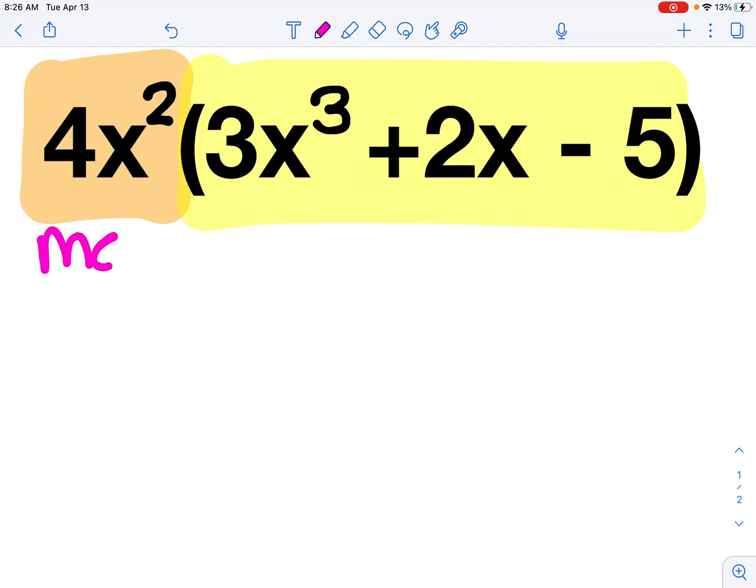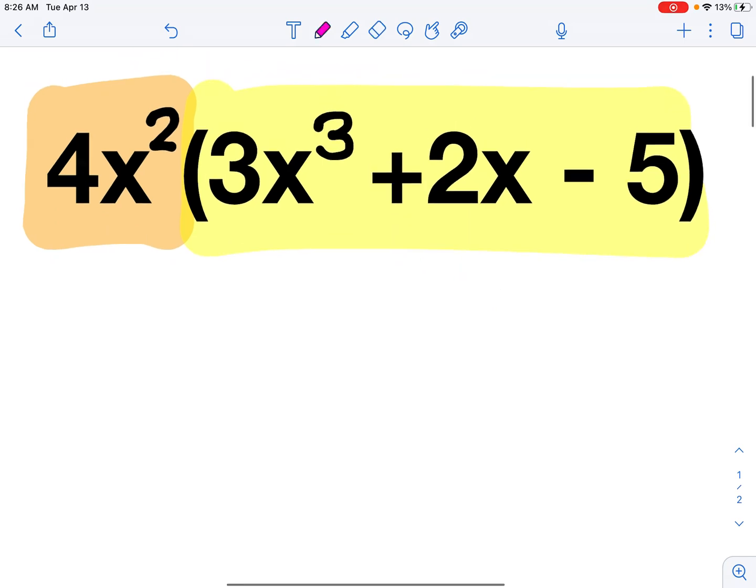So mono means one term. Poly means many terms. So when you're talking about a monomial versus a polynomial, we're taking something that's only one term and multiplying it by something that has more than one term. When I do multiplication of a monomial by a polynomial, it's just using the distributive property.